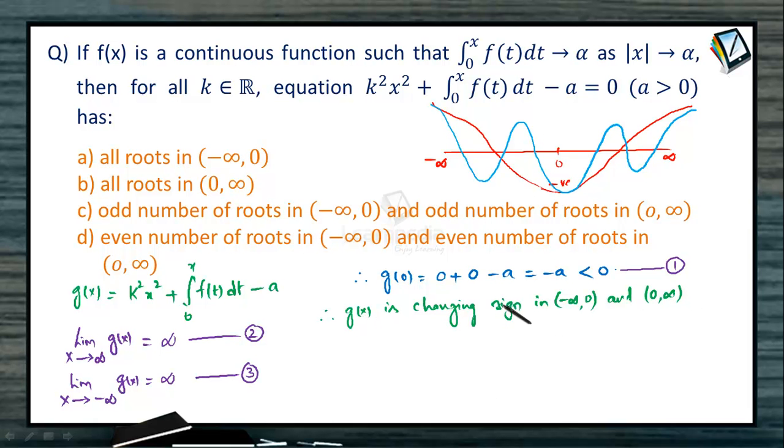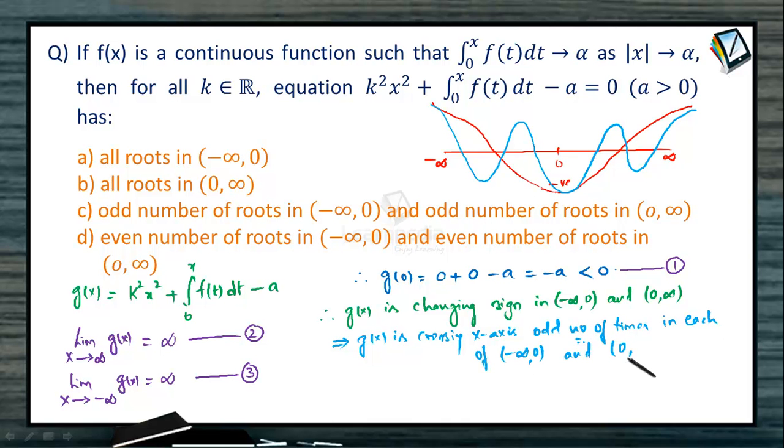Now what do we mean by g(x) changing sign from minus infinity to 0? In between minus infinity and 0, the graph is crossing the x-axis an odd number of times. So we'll say g(x) is crossing the x-axis an odd number of times in each of minus infinity to 0 and 0 to infinity. As many times as the graph crosses the x-axis, that many solutions for g(x) = 0 exist. So we conclude that g(x) = 0 has an odd number of roots in each of minus infinity to 0 and 0 to infinity.